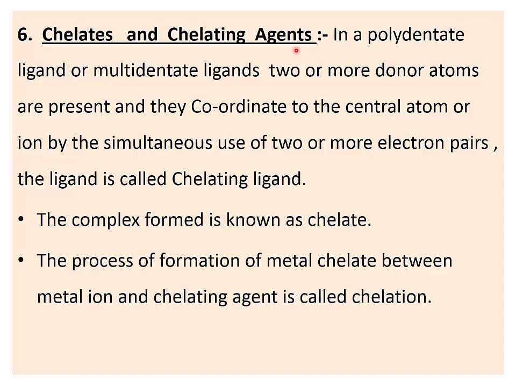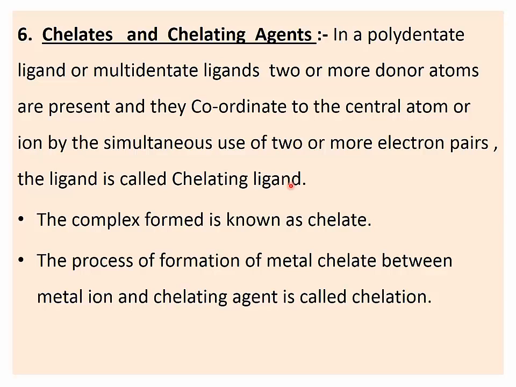Now see the next definition, chelates and chelating agent. As we have just discussed, in a polydentate or multidentate ligand, two or more than two donor atoms are present and they coordinate to the central atom or ion by the simultaneous use of two or more electron pairs. Such ligands are called chelating ligands, or chelating agents. So, polydentate ligand, multidentate ligand.